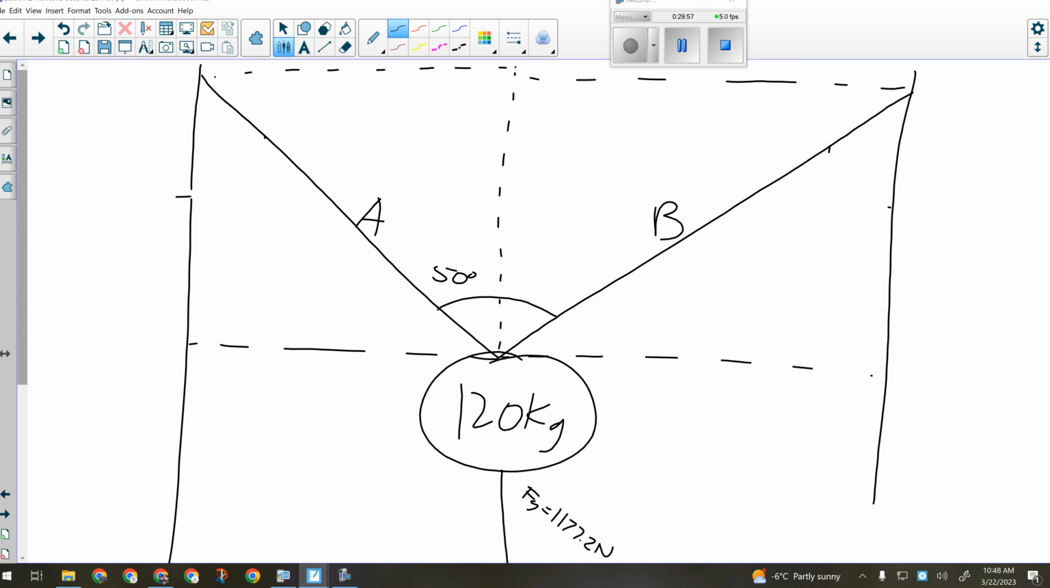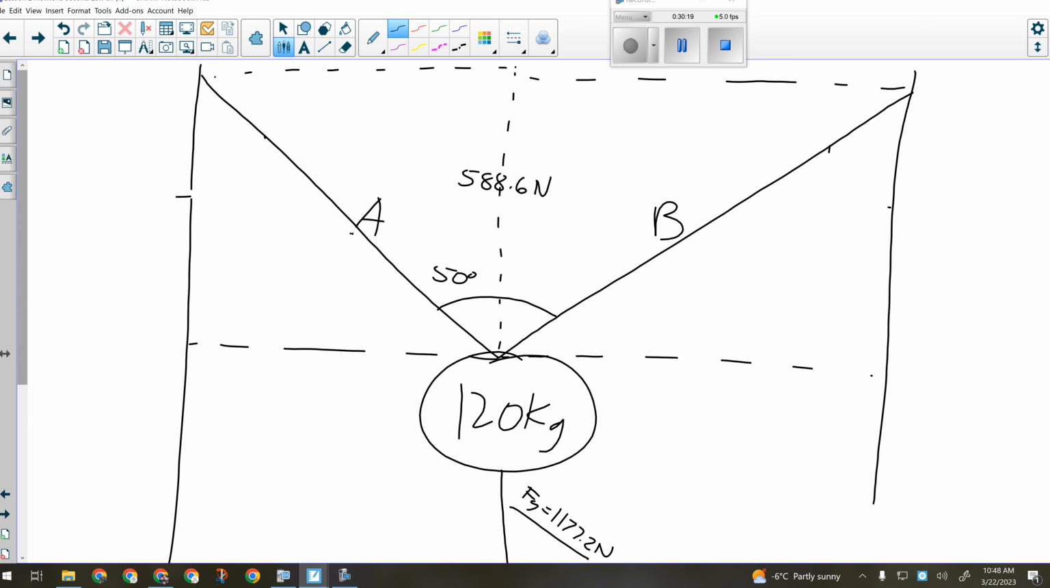And it means that the vertical component of cable A is 588.6 newtons, half of the force of gravity, because cable B also has a vertical component of 588.6, which means there's a total of 1177.2 newtons acting up. Does everyone follow me there?